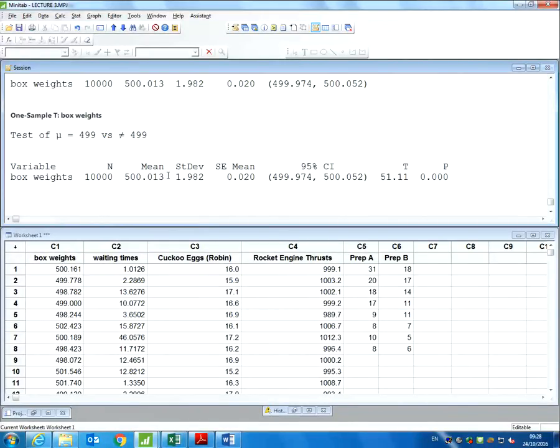Okay? So this is just a theory. You've got a null and you've got an alternative. You then test it by collecting data. You collect data. We've now got these answers and we know we can reject the null. So that's the one sample T.